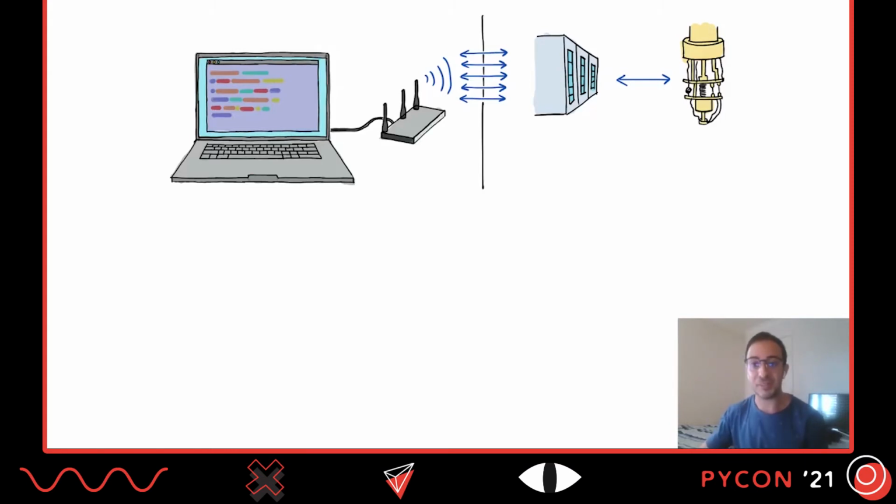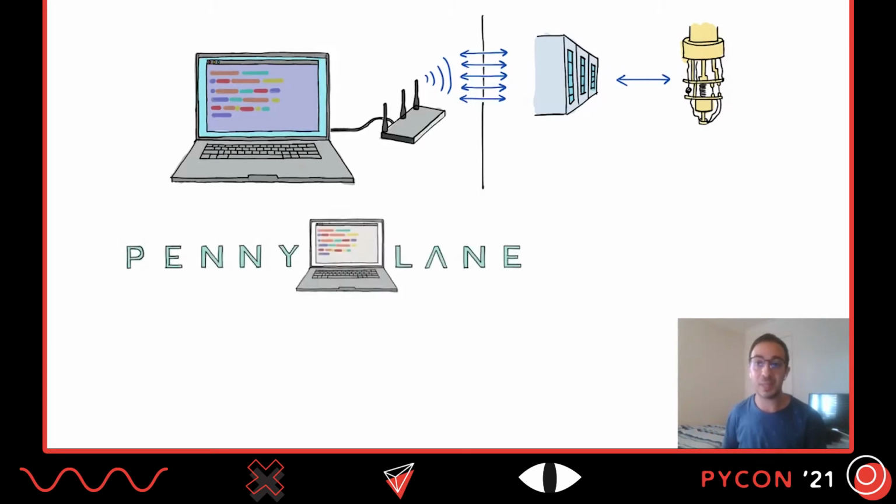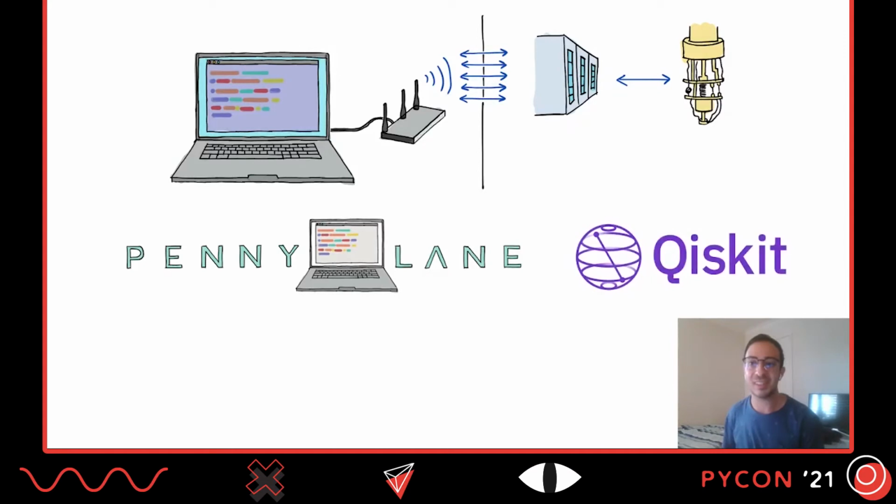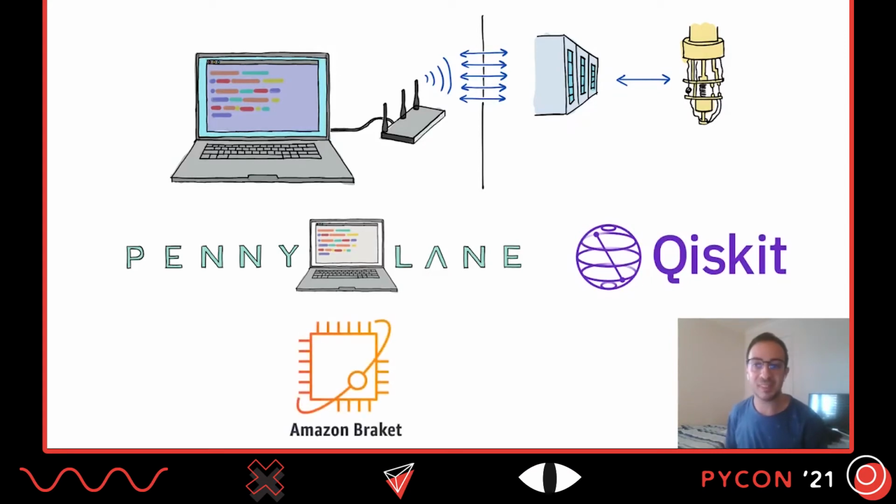A cool side effect of this is that there's been an explosion in open source quantum software, and Python has really become the home of quantum computation in 2021. Alongside these quantum devices, open source quantum frameworks available in Python include PennyLane, Qiskit by IBM, Amazon Braket, and Google Cirq, amongst many others.